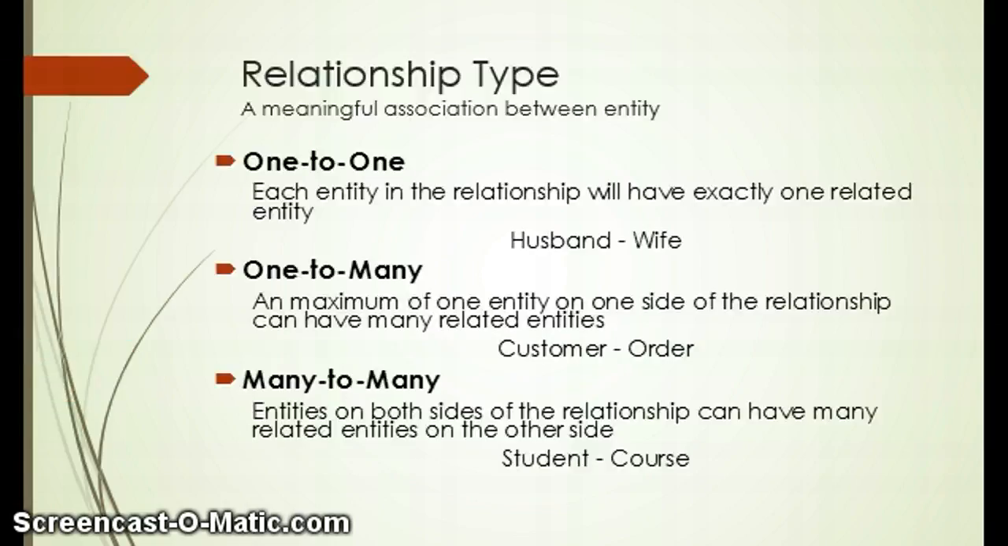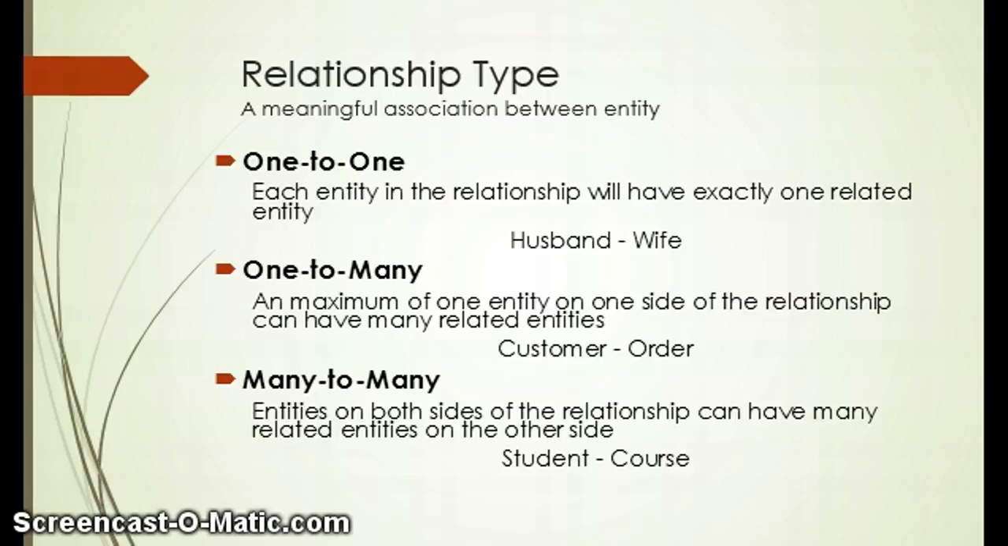We will start off by talking about the relationship type. Relationship type is a meaningful association between entities. One-to-one relationship. This is when each entity will have exactly one related entity. An example is husband to wife.